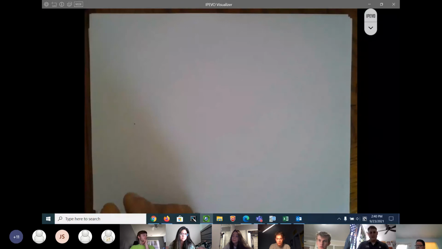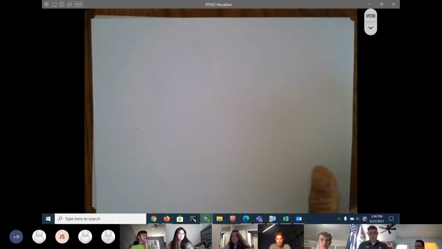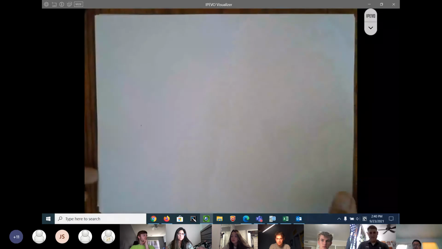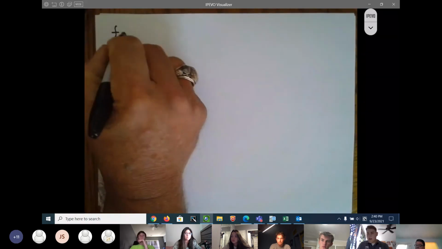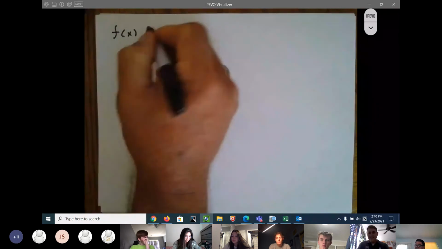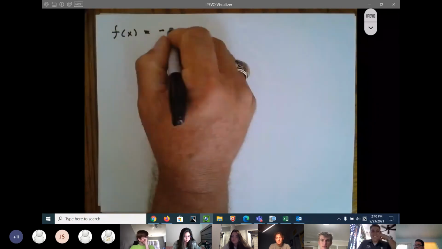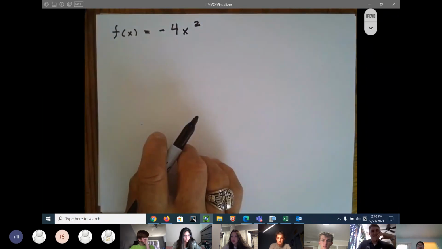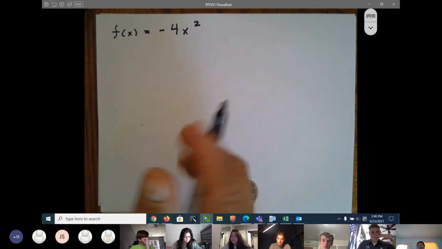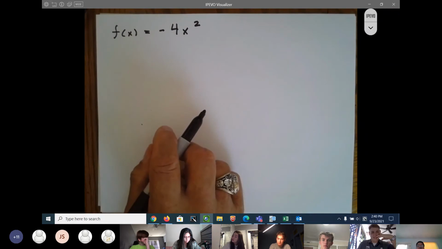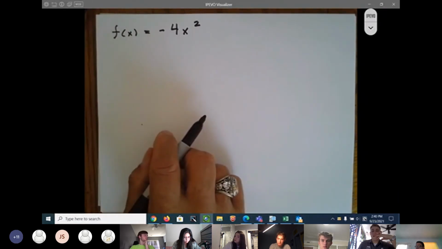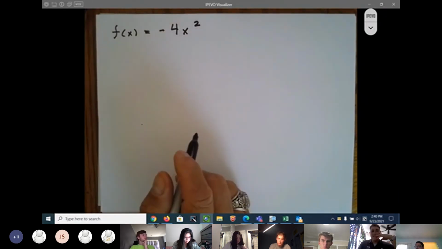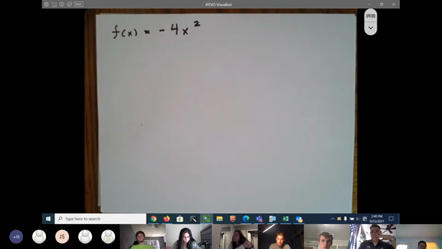f of x is equal to negative 4x squared, and that is a regular parabola that's flipped upside down. That's very narrow because of the 4. And we know it's a parabola. Let's go ahead and do the difference quotient.